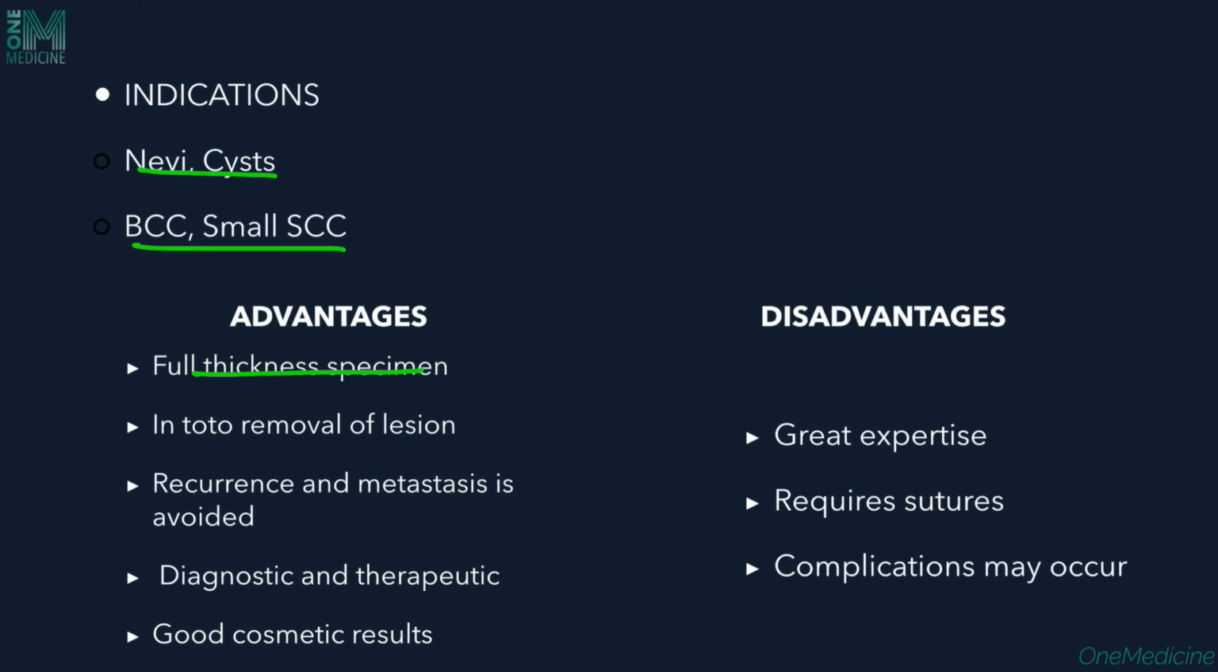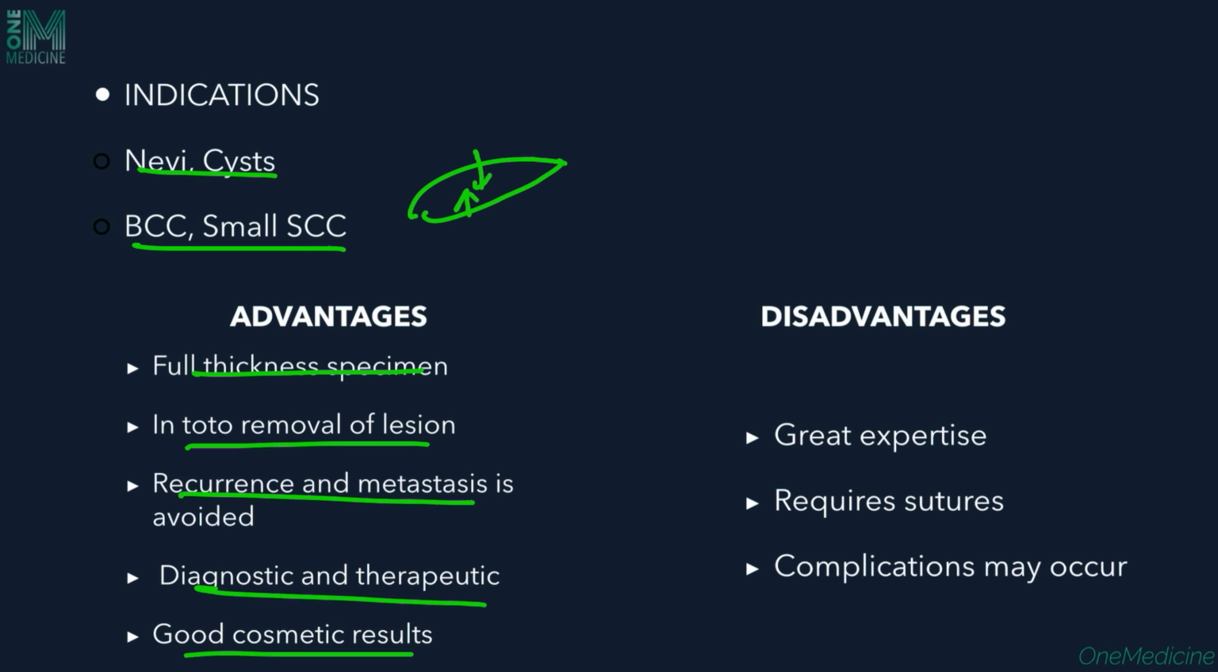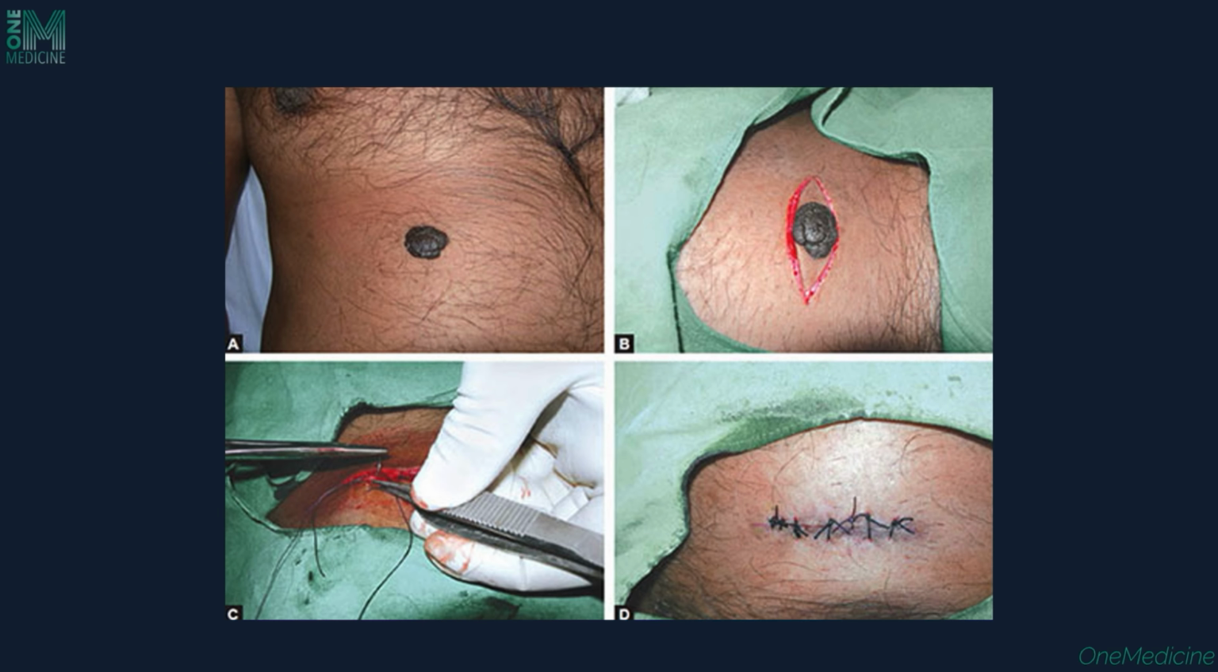Full thickness is obtained. In toto removal is done so that there's no risk of recurrence or metastasis. It is both diagnostic and therapeutic, but it needs great expertise because you're taking an incision here, requires sutures and complications may occur. So here is a lesion. So elliptoid incision is taken here and the tissue is taken out and sutured back in this.